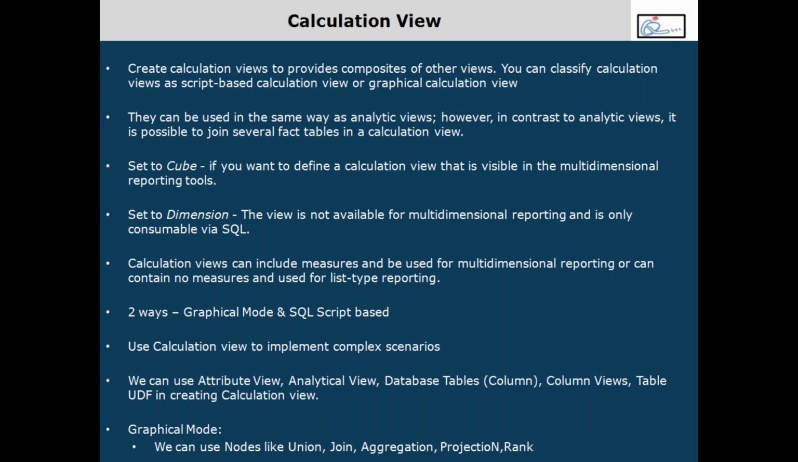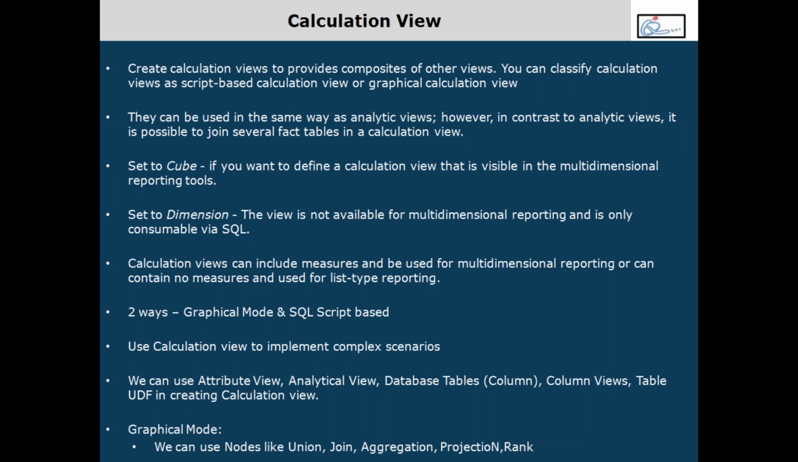So look at this point here. If you remember, for an attribute view, the data category property was dimension, which restricted you from having measures in it. For an analytical view, the data category was cube, because of which we were allowed to have measures in the views. We never had an option of changing that property. For attribute views, the data category was fixed as dimension; for analytical views, it was fixed as cube.